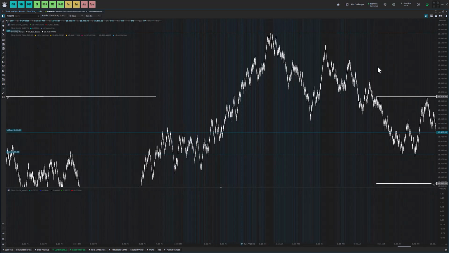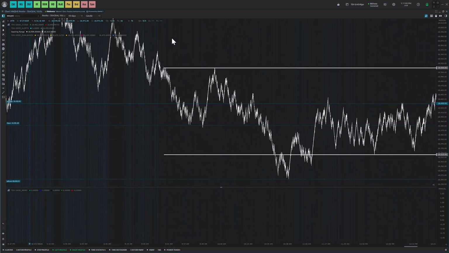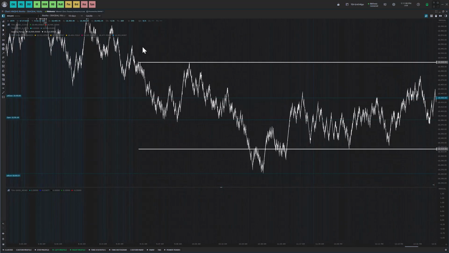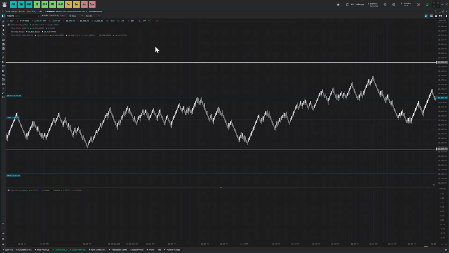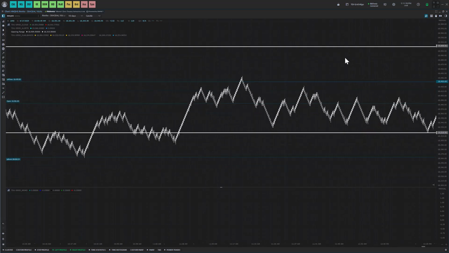Okay, so let's start on Friday. Now you may not recognize it yet, but these are Renko bars. I'll open them up here so you can see it. We'll start at the beginning of the day.